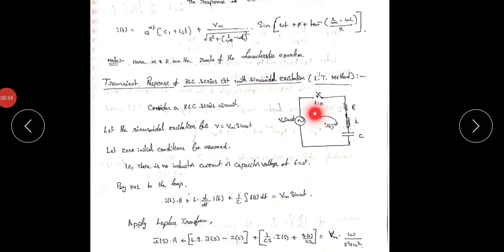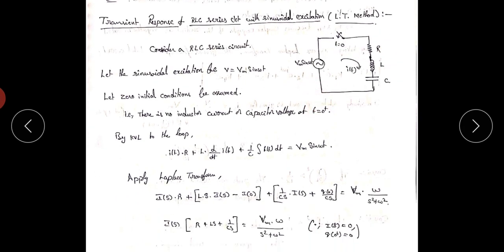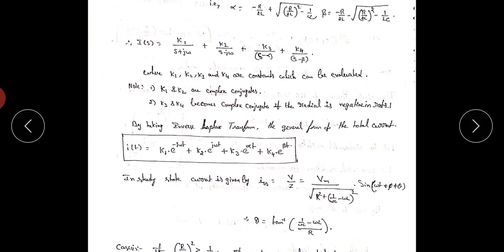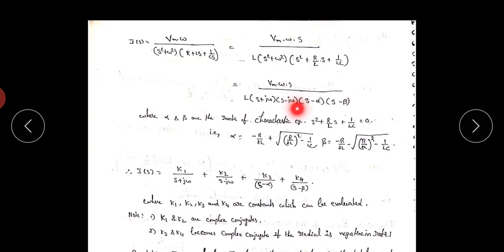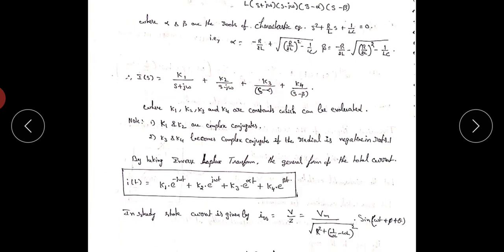Okay, here this is the given circuit. Here the switch is closed at t equals 0. So first we have to write the KVL equation. Next, by applying Laplace transform, we can convert this function of t equation into the S domain. Okay, this is the S domain equation. Next, by applying partial fractions, we can write this equation like this. Next, find the constant values. Next, by applying inverse Laplace transform, finally we get the current expression I of t.